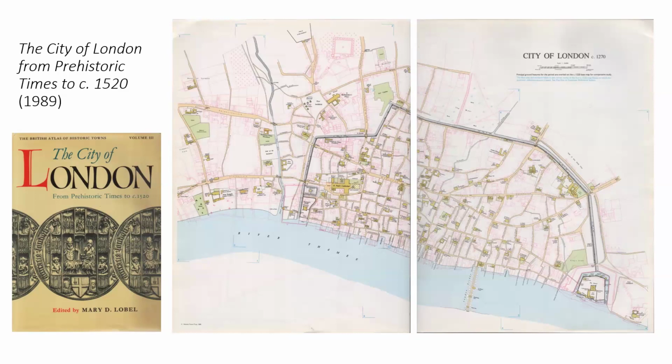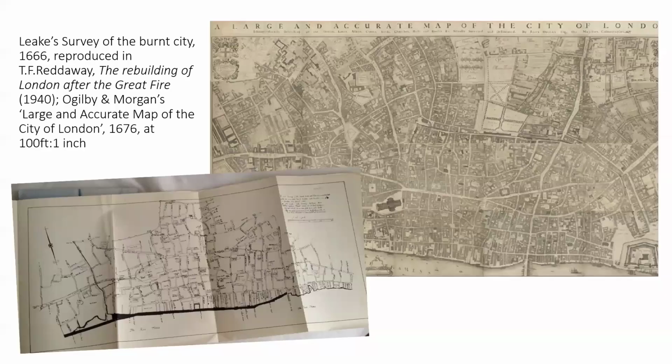In his introduction to the maps, Colonel John set out clearly how he'd done it, his main sources, and described his mapping principles and practice. He'd used two large-scale maps of the 17th century, that is Leake's survey of the city immediately after the fire, and Ogilvy and Morgan's map of 1676. So he used both of these to plot the pre-fire street outlines on a 19th century Ordnance Survey base.